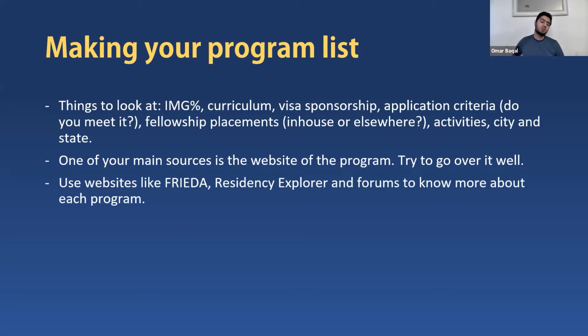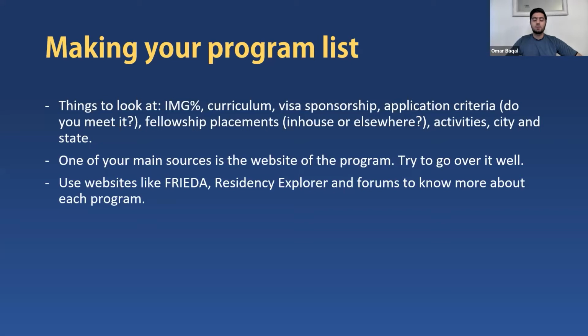Fellowship placements. If you're interested in fellowships, you would want to see if it's a program which also has fellowship programs in the future. That would be a nice bonus for you. Activities, city and the state. If you have family in a nearby state or in the same state, do you like the city that the program is in? Do you see yourself living there? Because believe me, before you even work in residency, you're going to be living in that place. You want to be in a place that is livable to you, that meets your preferences for a place you would like to live in. And if you have family, that's obviously another consideration.